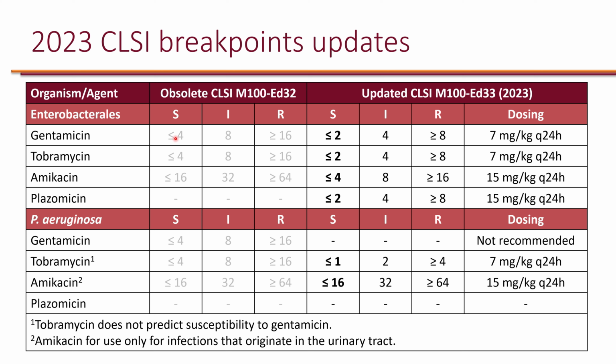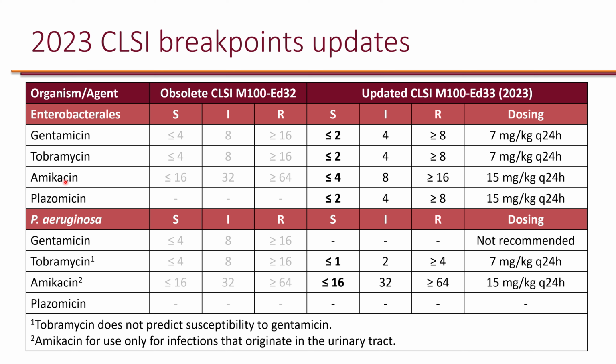So previously an MIC of 4 or less was considered susceptible for gentamicin and tobramycin. That has been lowered to less than or equal to 2. And this is assuming the most common dosing nowadays, which is 7 milligram per kilo once a day. This regimen is really designed to get a concentration of around 2. So an MIC of 2 or less was decided based on many factors, including the dosing we use, the pharmacokinetics and pharmacodynamics, as well as clinical studies that are out there.